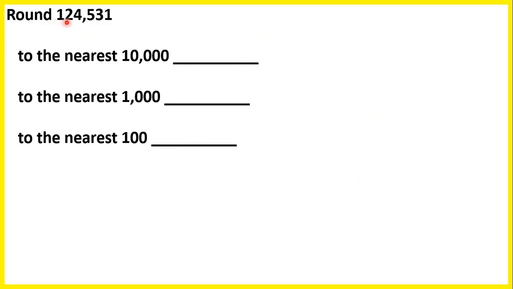Round 124,531 to the nearest 10,000, 1,000 and 100. So to round to the nearest 10,000, we can find the 10,000s digit, and that's always the fifth digit from the right if we have a whole number, because we have our ones, tens, hundreds, then our thousands, 10,000s and 100,000s. So then we underline the digit to the right.